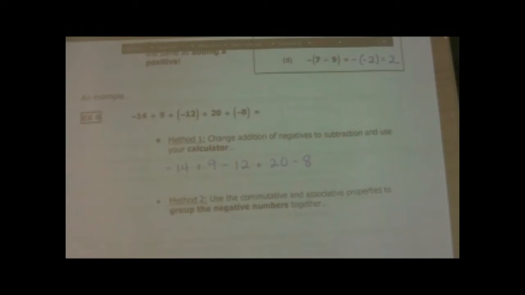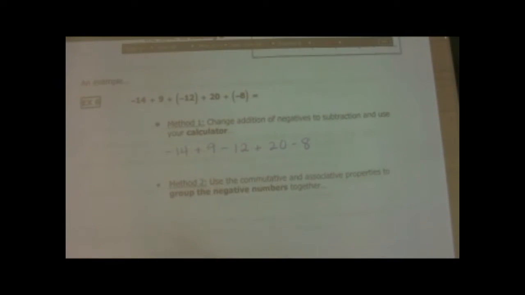to group the negative numbers together. All right? That's one way to approach this. So, for example, 1, 2, 3 negative numbers. If I group them together, I've got negative 14 plus negative 12 plus negative 8, and now I'll put the positives together. All right? I can use my associative property and do these together and do these together.